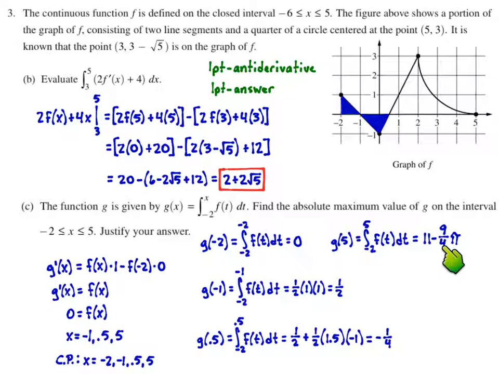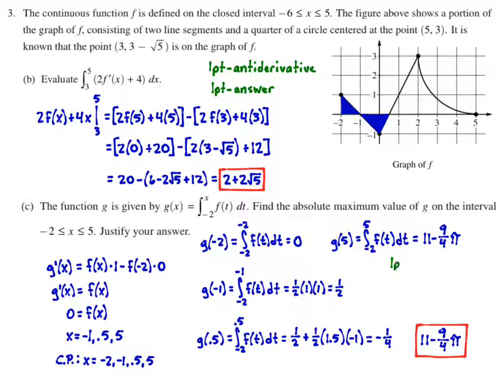Well, 9 over 4, that's going to be 2 1/4. 2 1/4 times 3, that's pretty close. So we're going to have to evaluate that, figure that out. But the reality is that is going to be greater than 1/2. So our absolute maximum is 11 minus 9 over 4 pi.